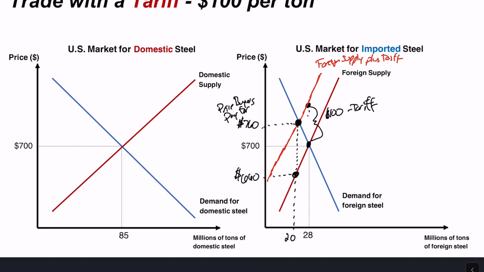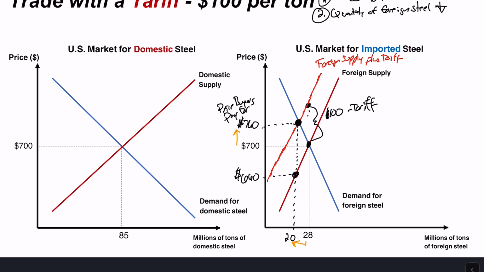Okay, so some things we can already determine. Price to buyers, they're worse off. The price to buyers is going up from $700 to $760 for foreign steel. So tariffs are going to cause prices to increase for foreign steel. Quantity for foreign steel goes down. So imports are going to go down. This is the other impact that I want you to get out of this tariff. Okay.